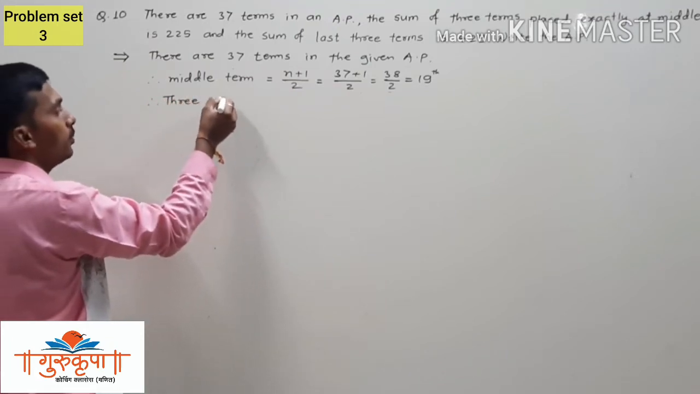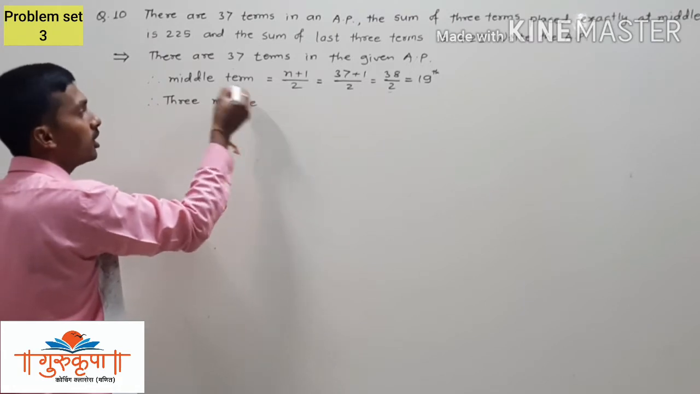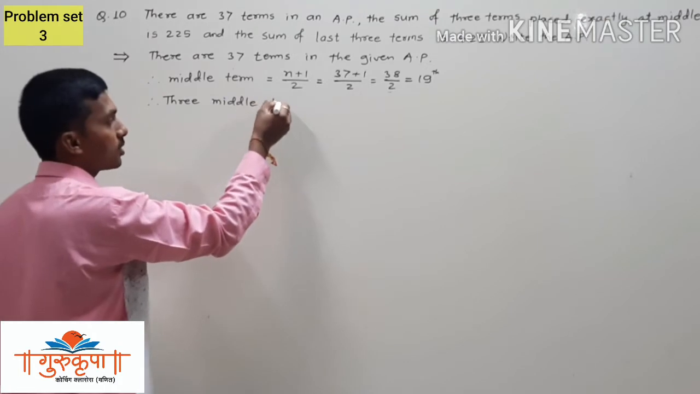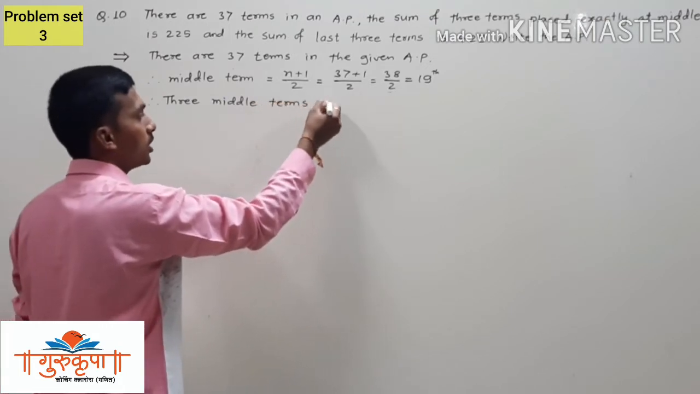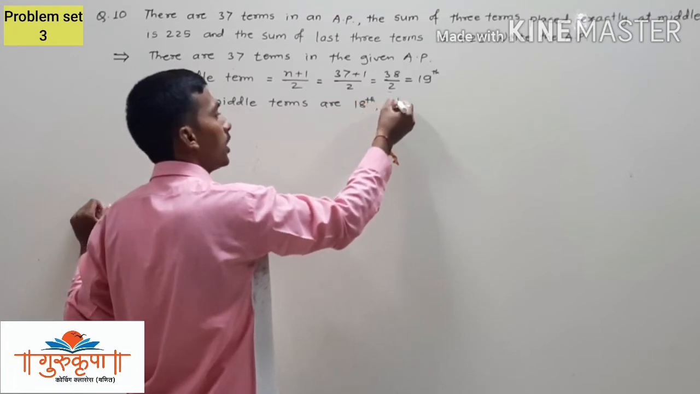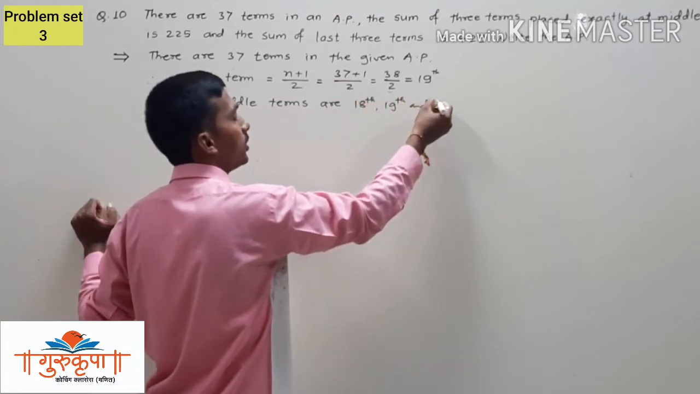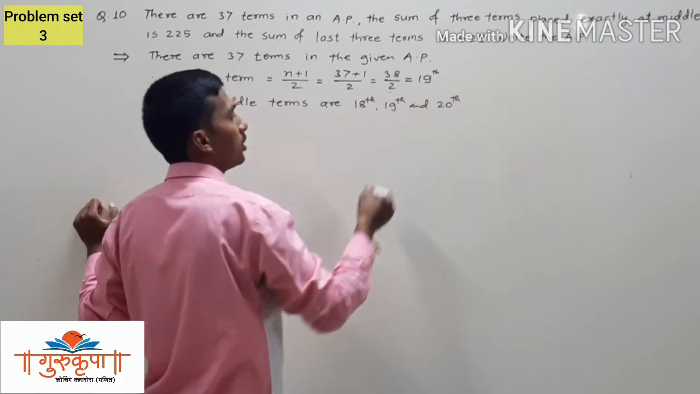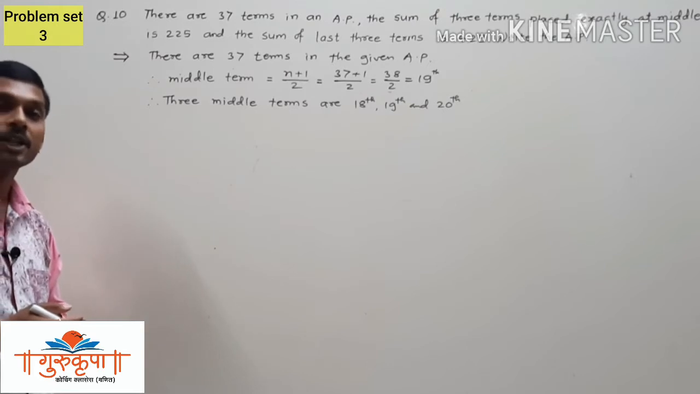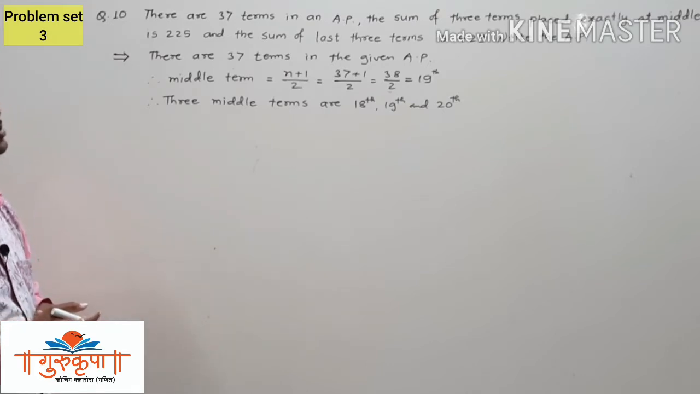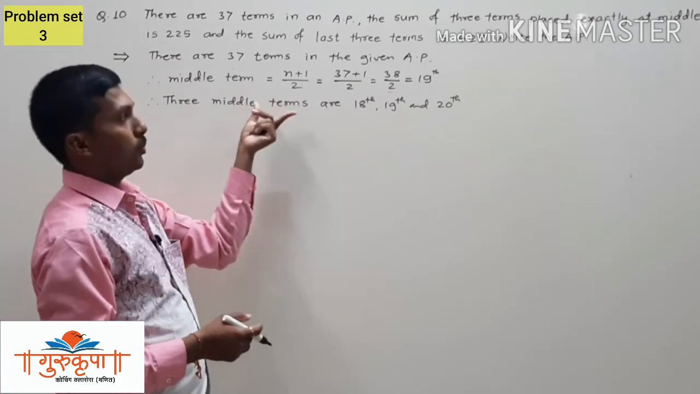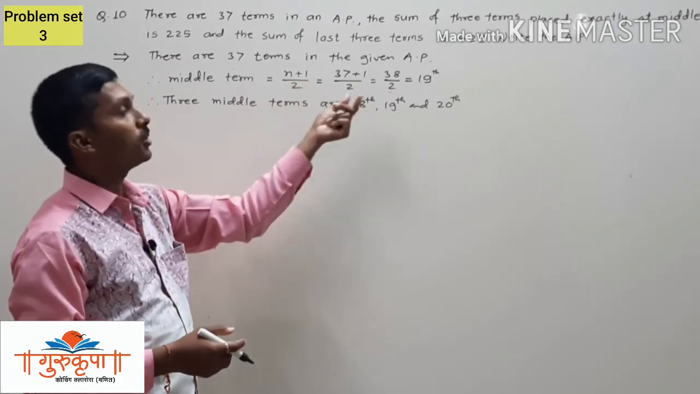Therefore, 3 middle terms. We get the single middle term, that is 19, and now we have to get the 3 middle terms. So the 3 middle terms are the 18th, 19th and 20th terms of the given AP. Now this is very important, how to get the 3 middle terms, and we have to write that part.